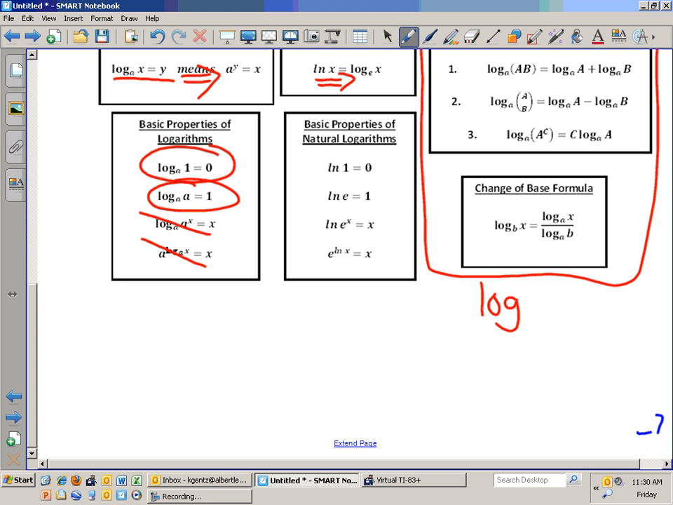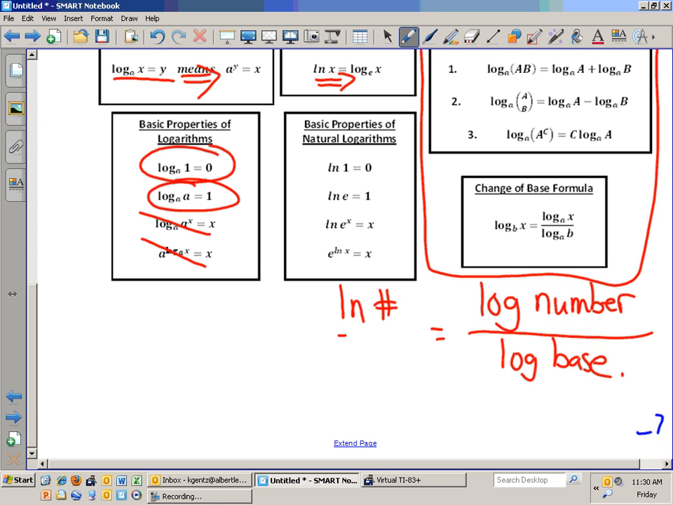Log of number divided by log of base. And you don't have to use log base 10. You can use natural log of the number divided by natural log of the base. Either way, you're going to come up with the right answer. That's how we change bases, because we don't have a 6 on our calculator for a base, so we're able to use a base of 10.